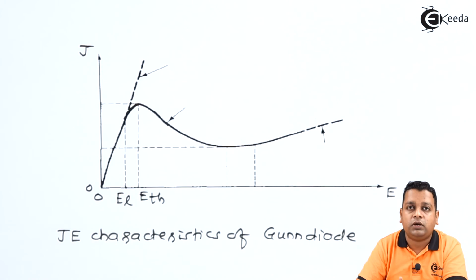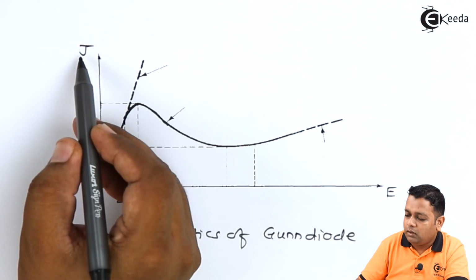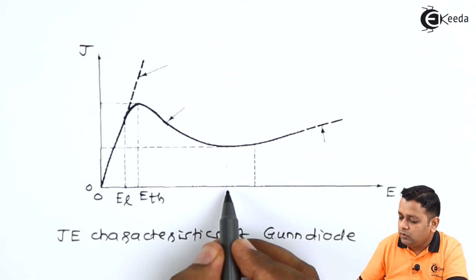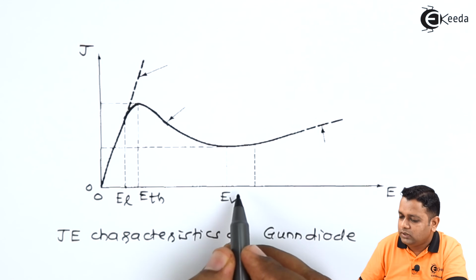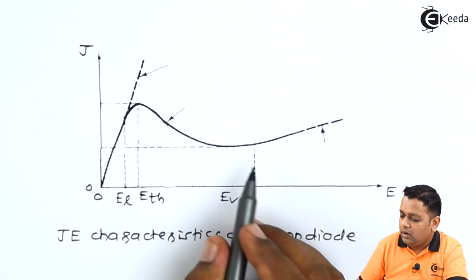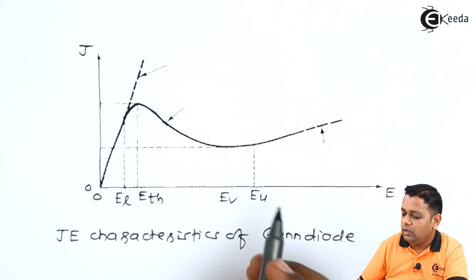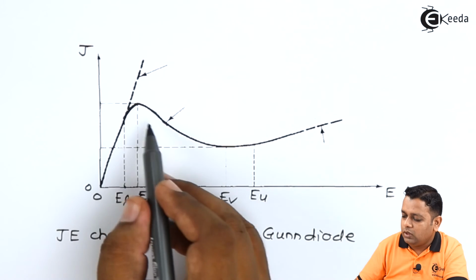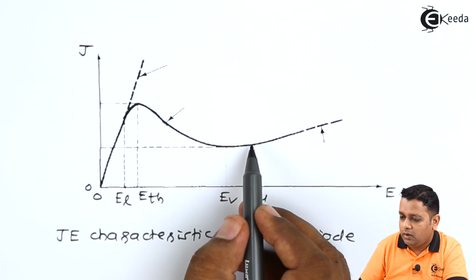As we have seen in the two valley model, the mass of the electron increases and the mobility decreases. Due to the decrease in mobility, there will be a drop in the current. Here we have the energy EV represented, and finally for the upper valley we can represent EU here. So now all the electrons have shifted from the lower valley to the upper valley.